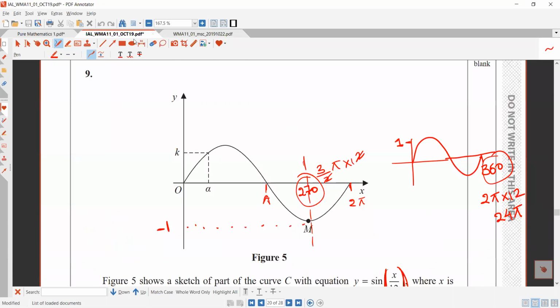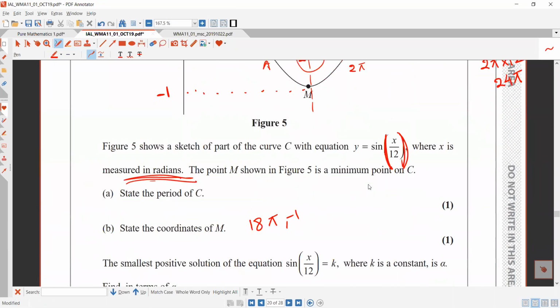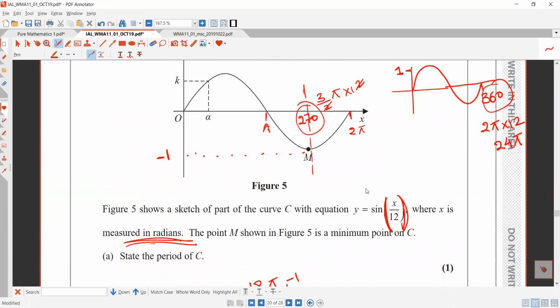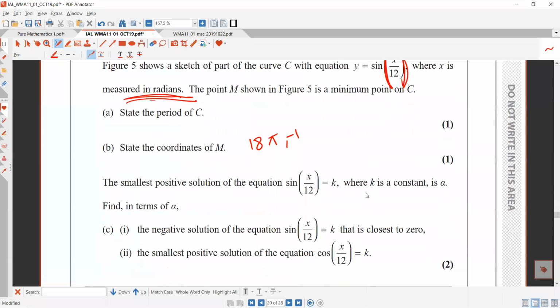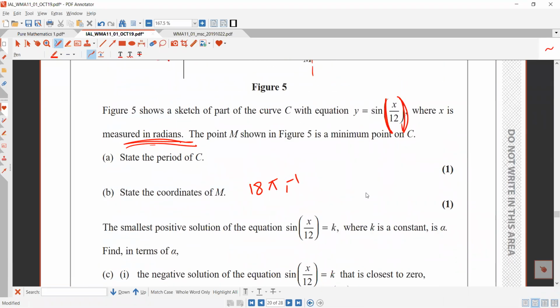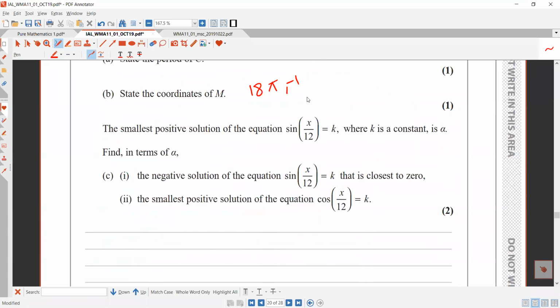Yes, correct. Good answer. Now, next: the smallest positive solution of the equation sine x by 12 equals k, where k is a constant, is alpha. Basically, find in terms of alpha the negative solution of the equation sine x by 12 equals k that is closest to 0. How much mark is it? This is a 2 marks question.